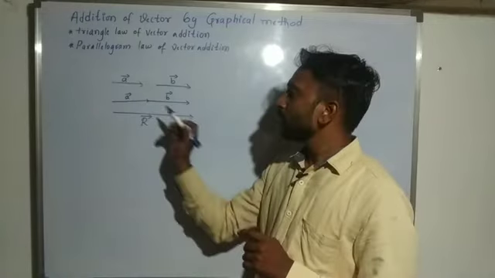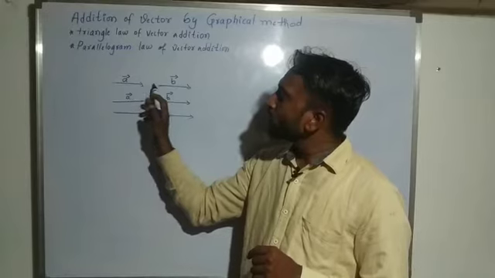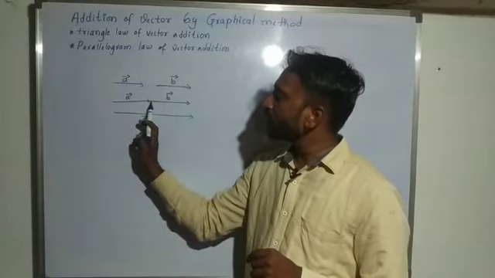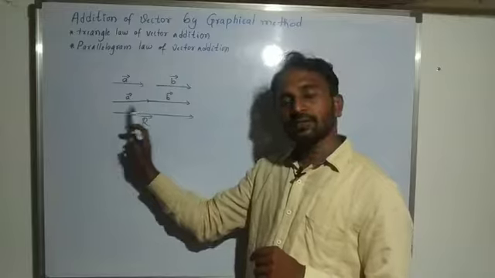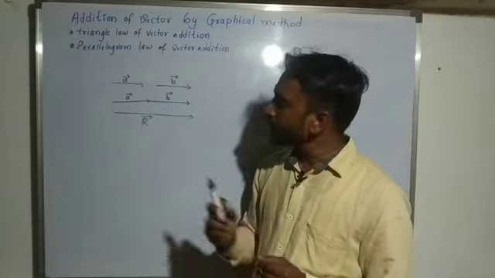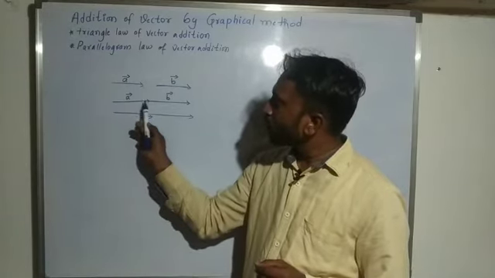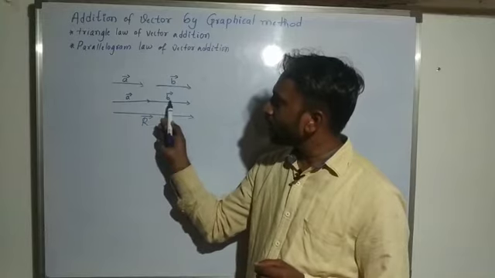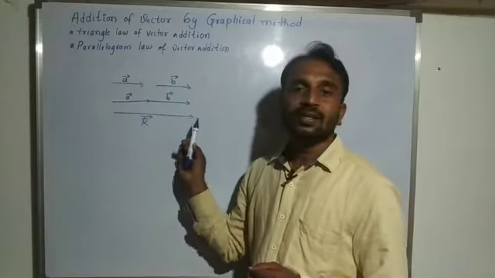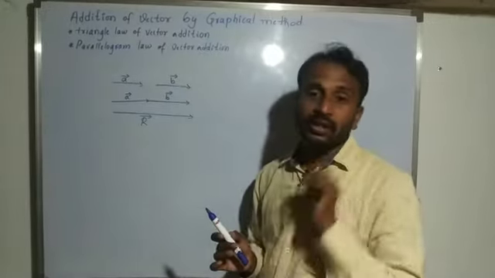So here, the head of one vector coincides with the tail of another vector. This is the general rule for vector addition. The head of vector A coincides with the tail of vector B, and so we get one total vector, which is the resultant vector. This is the general rule of vector addition.